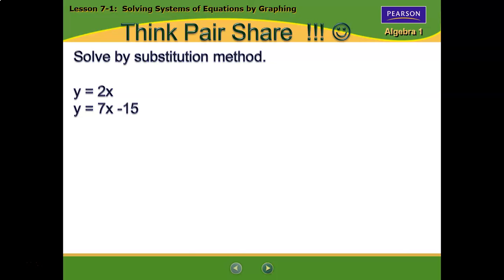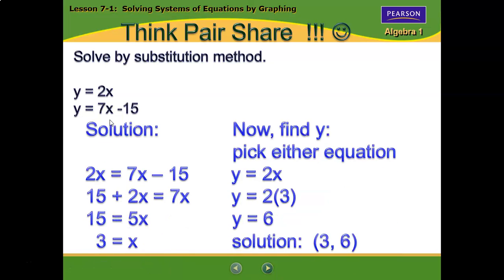All right, guys, welcome back. All right, we have our system where we have equations that are both in slope-intercept form. So all we have to do is take the expression parts right here, 2x, and 7x minus 15. Since they're both equal to y, that means these two are also equal. So all we have to do is set them equal to one another.